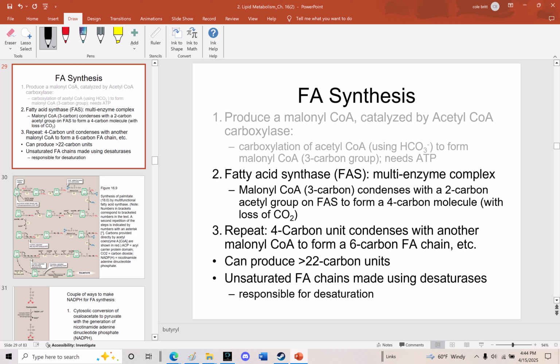Yes? You said NADPH is the reducing power. What is NADP plus? It is what happens when NADPH does its reduction activity. When it gives the electrons away, it becomes NADP+. So NADPH is the reduced form. When it gives up its electrons to the growing fatty acid chain, it becomes oxidized. And the oxidized form of NADPH is NADP+. So NADP+ is what it becomes when it loses its electrons.